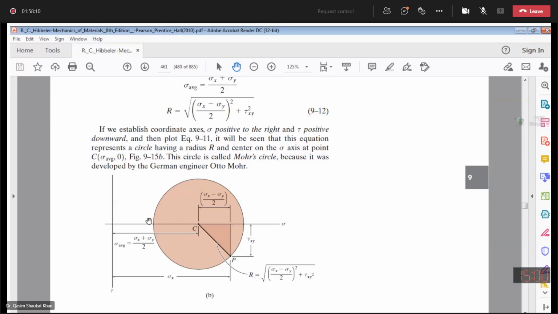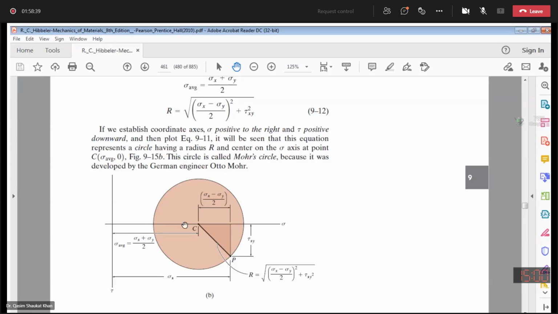So now these are my principal planes. With reference to this CP, I can calculate this angle 2 theta P1 and get the orientation of the principal plane. Furthermore, I know that the larger value of the normal stress will be my major principal stress, and the smaller value of my normal stress will be my minor principal stress.